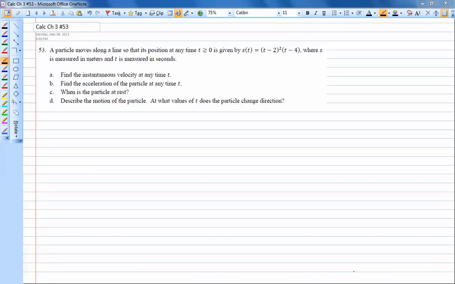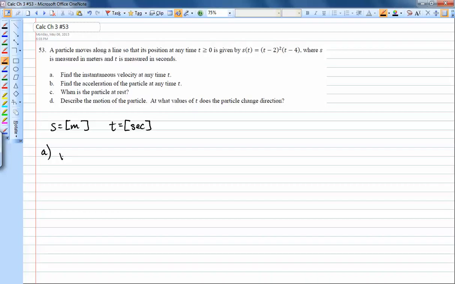All right, so let's look at chapter 3, calculus number 53. This is another particle moving along a line problem, and they give you the position function. Over here on the side, I'm going to write down the units. S is in meters, t is in seconds. The first question is: find the instantaneous velocity at any time t.